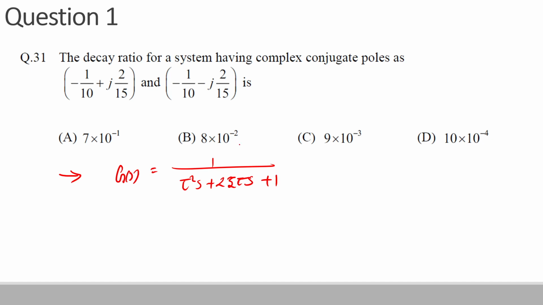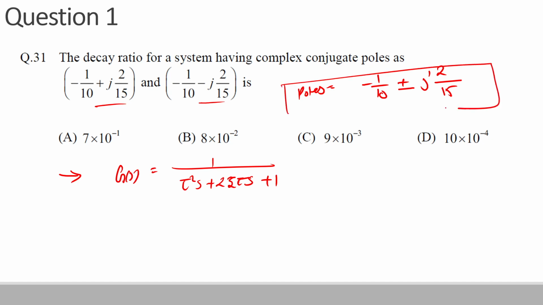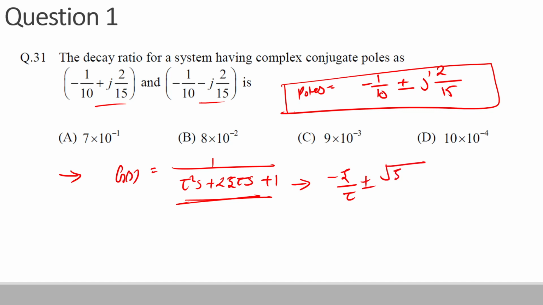Now over here we have been given that the poles of the system are minus 1 upon 10 plus or minus of some term. We discussed that poles are the roots of the denominator. So we can find the roots of the denominator, and it will be minus zeta upon tau plus or minus under root of zeta square minus 1 upon some term.